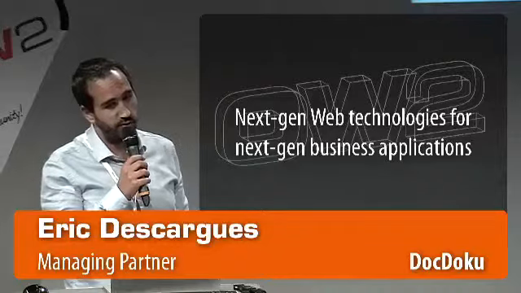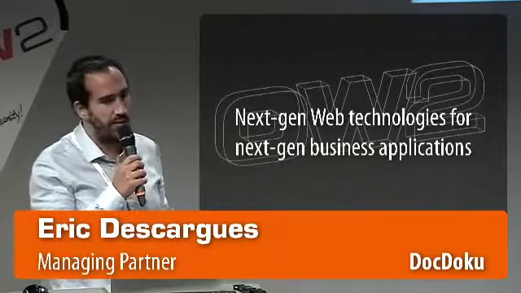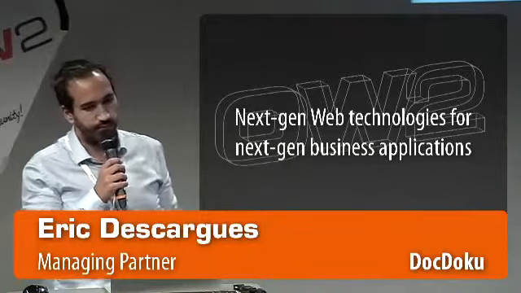DocDoku is an IT organization focused on digital enterprise applications, based in Toulouse, France. We mainly work with large and medium-sized companies. We are specialized in mobile, cloud, and web architecture. And so we are committed to open source and make DocDokuPLM through OW2.